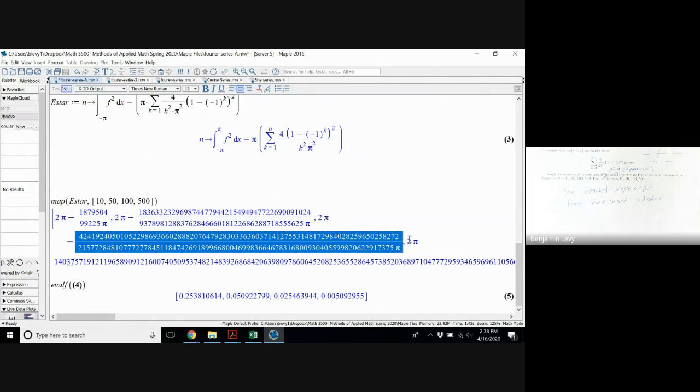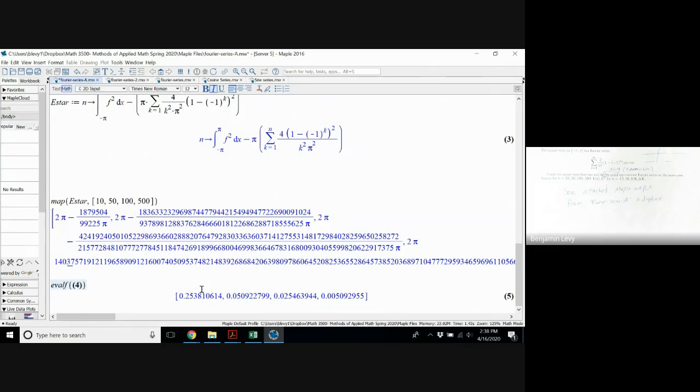And so it's huge, right? Instead of looking at that huge fraction, you can just apply the decimal and look at the decimal instead. And you can see that basically the more terms you add, the smaller the error gets, to the point where if you did 500 terms, your error is less than 1%, which is really nice.